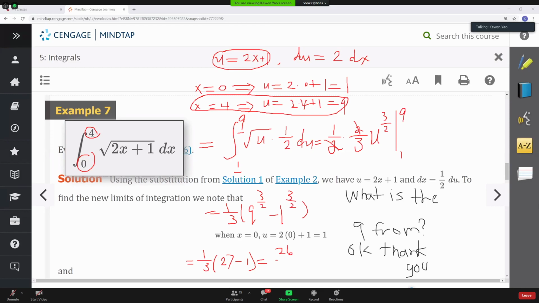So remember, for the definite integral, the answer has to be a number. For the indefinite integral, the answer is a function plus c. But for the definite integral, the answer must be a scalar number. So the answer is 26 thirds.